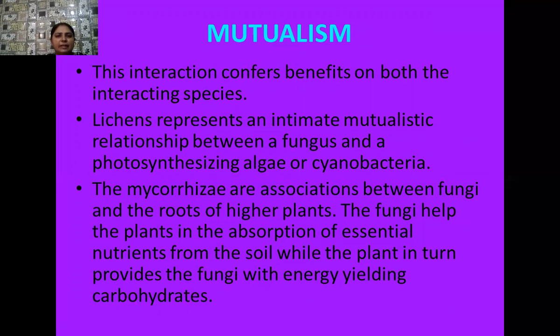Yes, student, the next type of population interaction is mutualism. This interaction confers benefits on both the interacting species. You can also give the example of symbiotic association here. Whenever you are asked to give an example, you always tell the name of lichens. These lichens have an intimate mutualistic relationship between a fungus and a photosynthetic alga or a cyanobacterium.